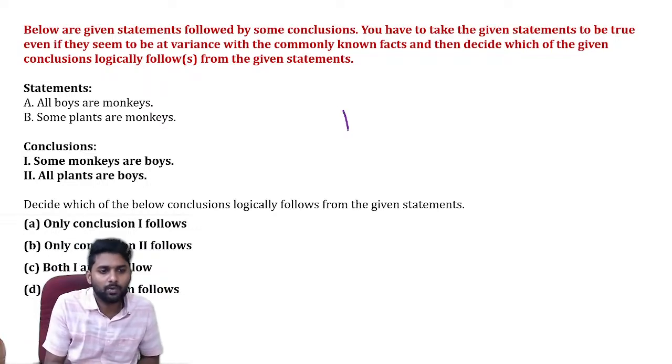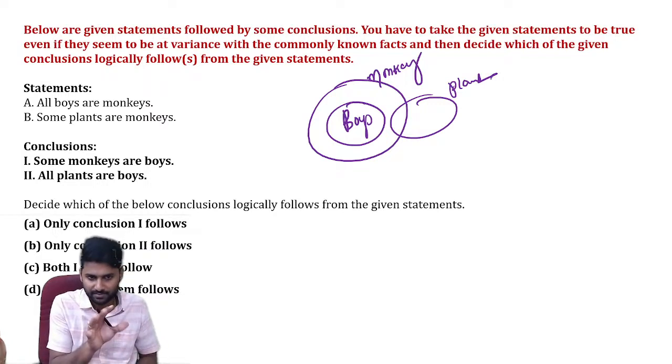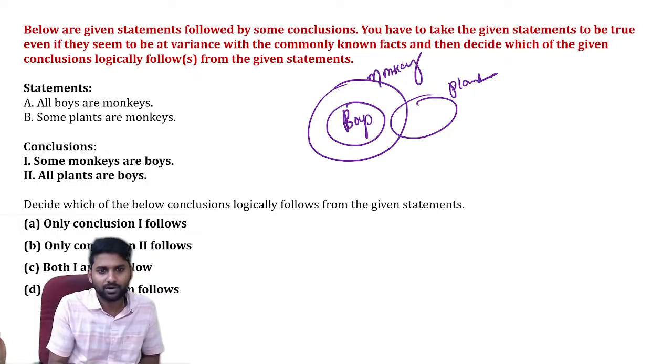Now see, all boys are monkeys. Some plants are monkeys. And guys, there is no intersection between boys and plants. It's not represented in the statement. They don't overlap. So can I conclude that some monkeys are boys? Yes. Why? Because if all boys are monkeys, you can directly conclude that some monkeys are boys. Yes, it's a valid one.